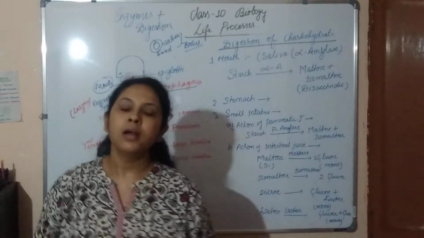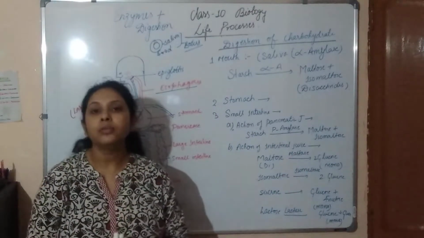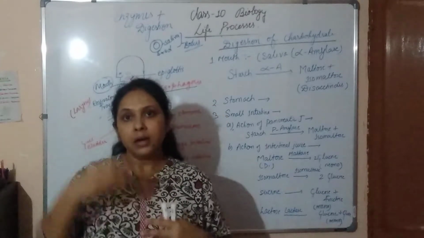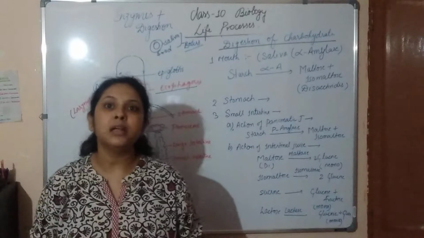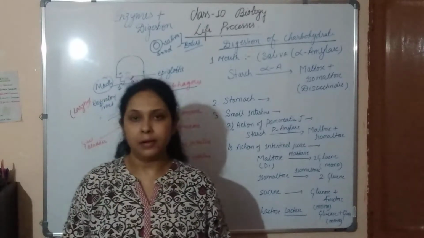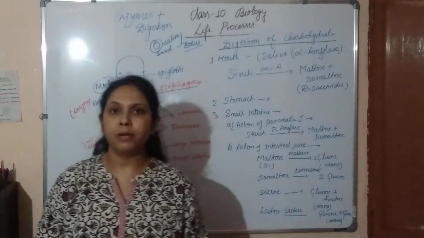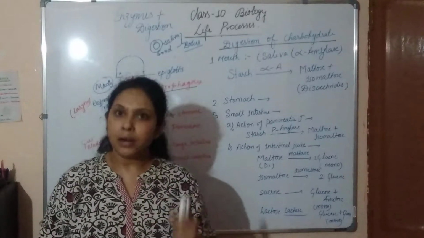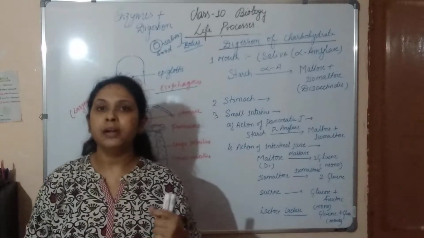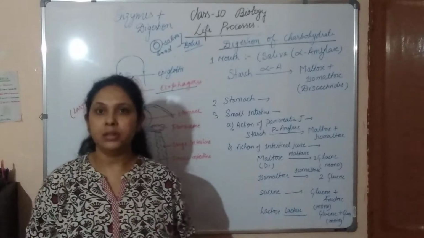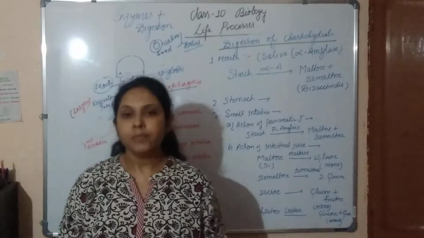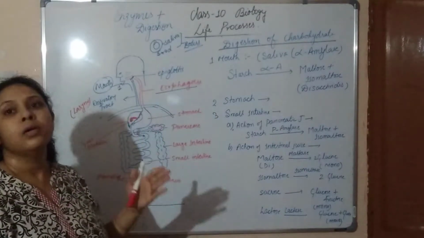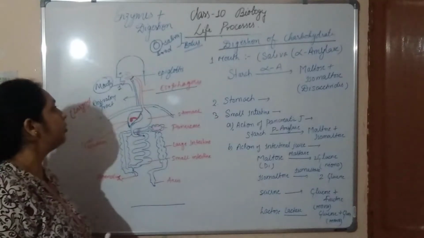Hello students, today in this video we are going to discuss how the food we eat flows systematically through our alimentary canal, which we already discussed in our previous video. Here we are also going to discuss carbohydrate digestion and the different types of enzymes used in carbohydrate digestion. So let's look at how the flow of food happens systematically in the alimentary canal.